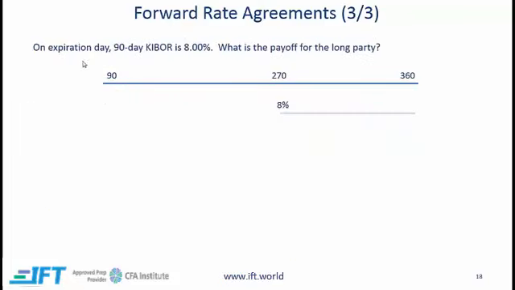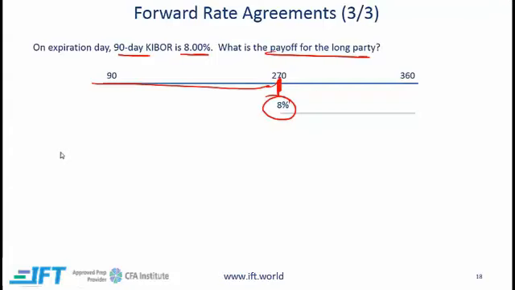Now we move to expiration. And on expiration day, 90-day CIBOR is 8%. So expiration day is 270. This is where the forward rate agreement expires. Here the rate is 8%. What is the payoff for the long party?